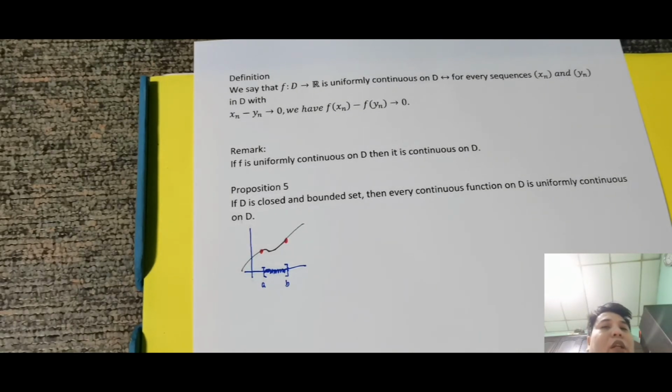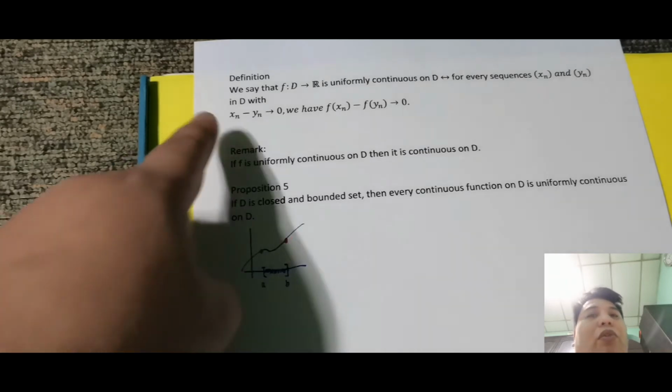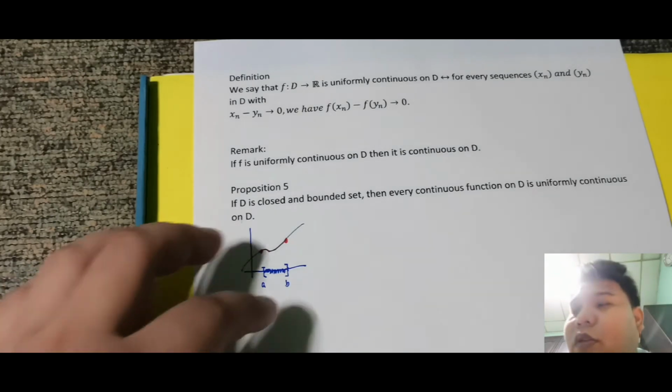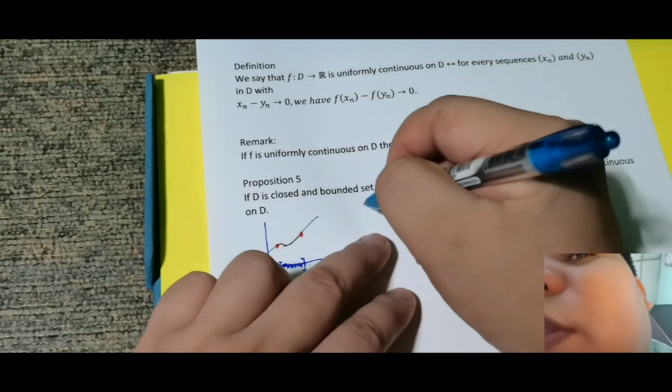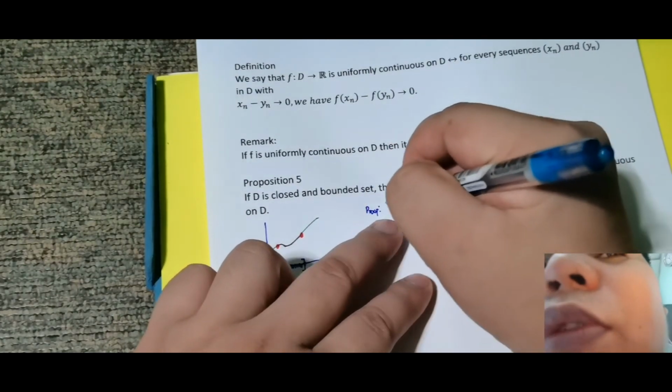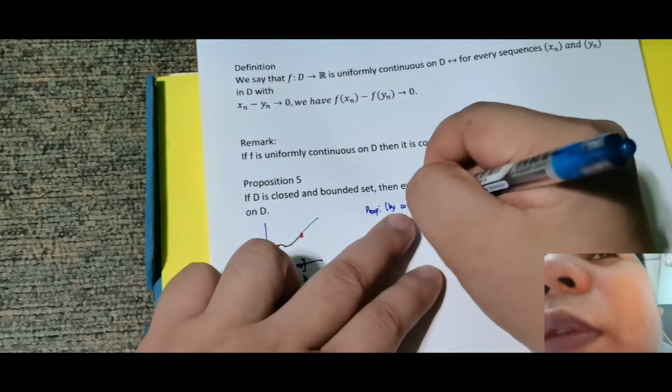Kung mag-i-start tayo sa pagiging closed and bounded niya, ganyan na start. So, imagine mo, meron kang interval A, B. So, gagawa ka ng way para maging uniformly continuous. Ngayon, pinakamadaling way siguro para ma-prove natin siya is, I think, by contradiction again. So, proof by contradiction. Try ulit natin by contradiction.